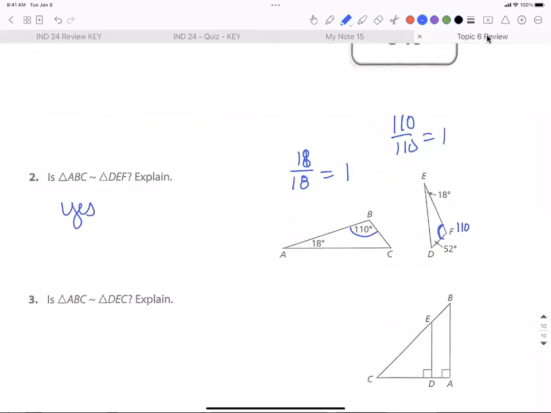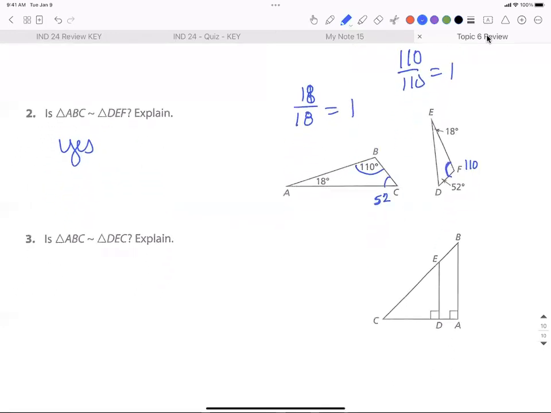Okay, so are these similar? Yes, because each coordinating vertices have the same ratio. Okay, they all reduce to 1. Do I even need to do D because we know that this one is 52, and so we know that 52 over 52 is also 1. Okay?